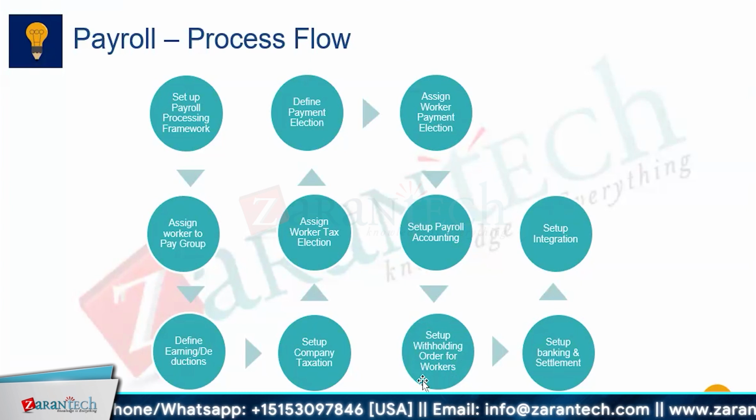Once your garnishments are set up, you go ahead and make sure that your banking and settlement is fine. Banking is basically the bank from which you'll be making the payments to the worker. So the company's bank account needs to be set up, and then your settlement structure needs to be set up as well.